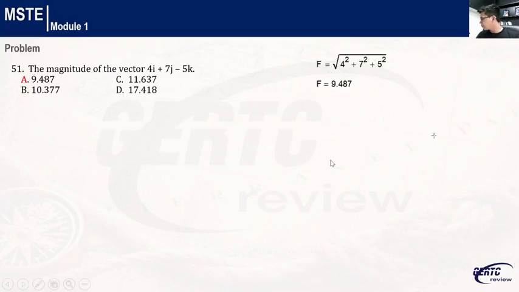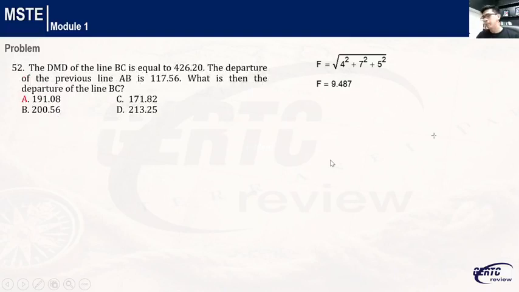So problem 52. Okay. How about this one? The DMD of the line BC is equal to 462.2 meters. The departure of the previous line AB is 117.56. What is then the departure of line BC? So how did you solve this problem?